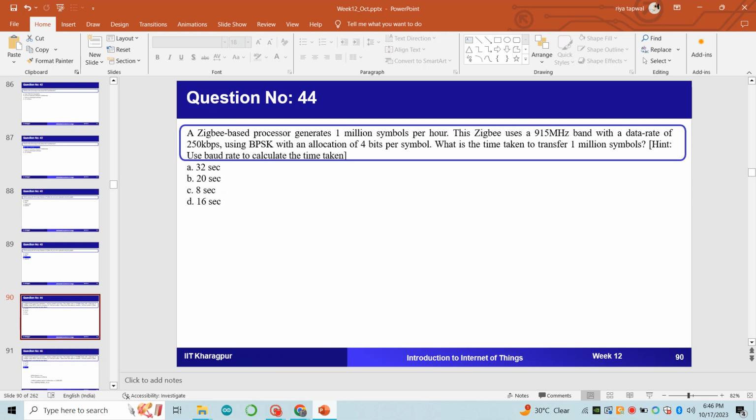Next question is, a Zigbee based processor generates 1 million symbols per hour. This Zigbee uses 915 MHz band with data rate of 250 kbps using BPSK with an allocation of 4 bits per symbol. What is the time taken to transfer 1 million symbols? Options are 32 seconds, 20 seconds, 8 seconds, 16 seconds.